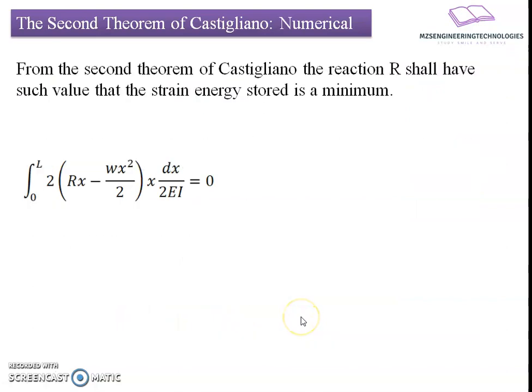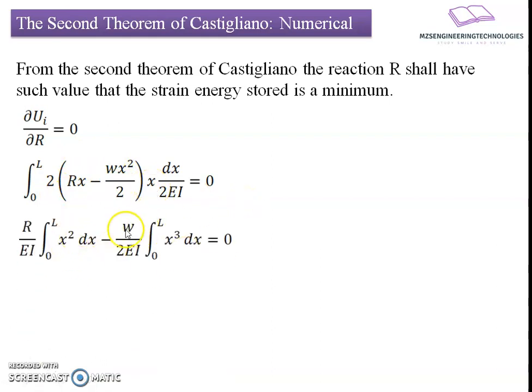Now using Castigliano's second theorem, we can write the derivative dou Ui upon dou R, where R is the redundant force, the reactive force here. So I am taking the derivative with reference to this. We get the integral from 0 to L of 2 into Rx minus W x square by 2, the whole bracket, multiplied by x into dx upon 2EI, equals 0. Here the 2 from the bracket goes downside, and the derivative of this particular bracket with respect to R will be x.